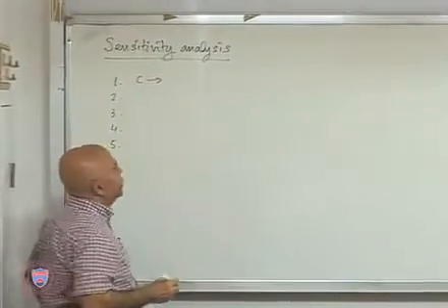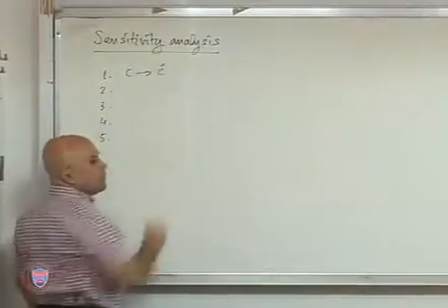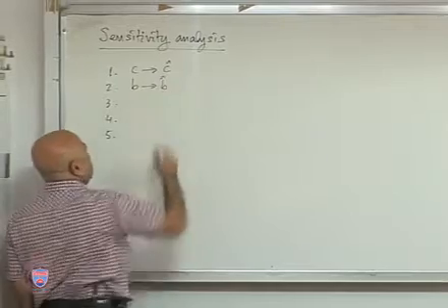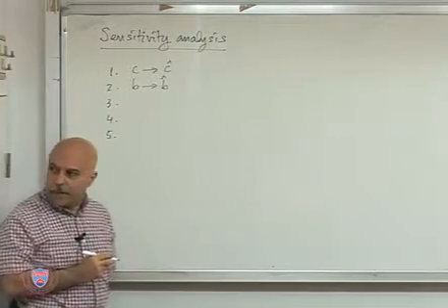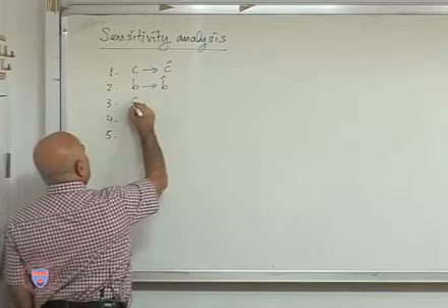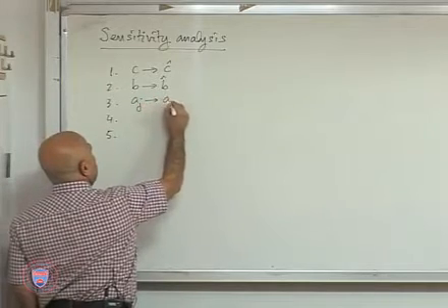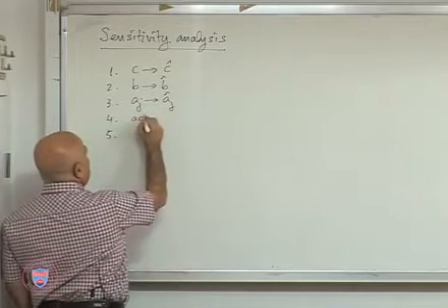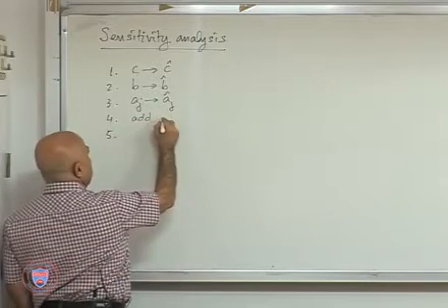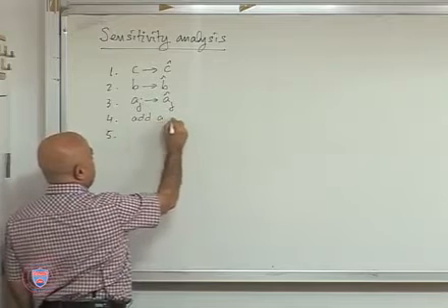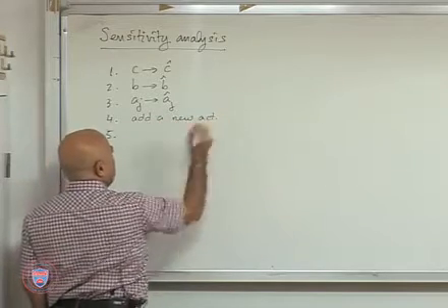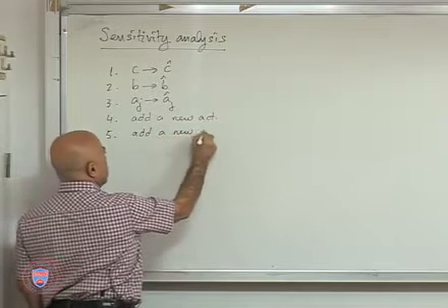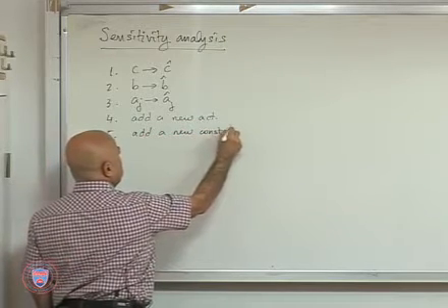The cost data may change from C to C cap, and the right-hand side may change from, say, B to B cap. A column of the A matrix may change from AJ to, say, AJ cap. You may also have a new activity introduced to the problem, so add a new activity. And you may also add a new constraint to the problem.